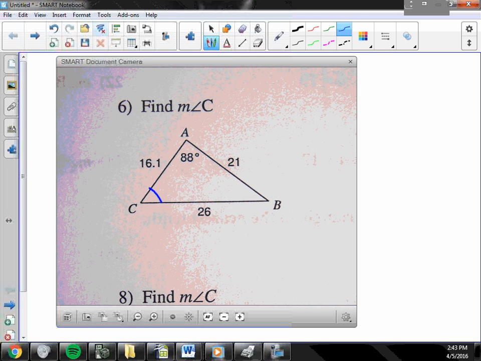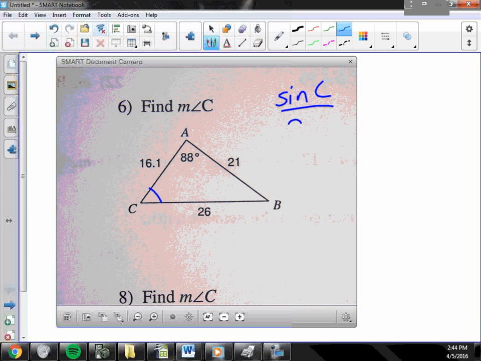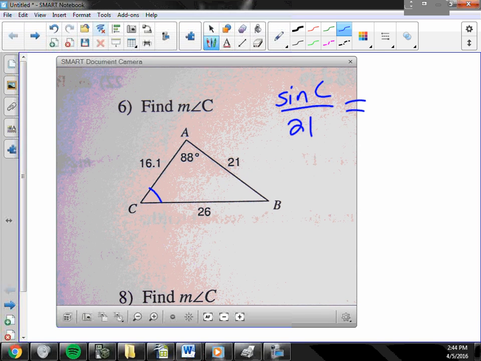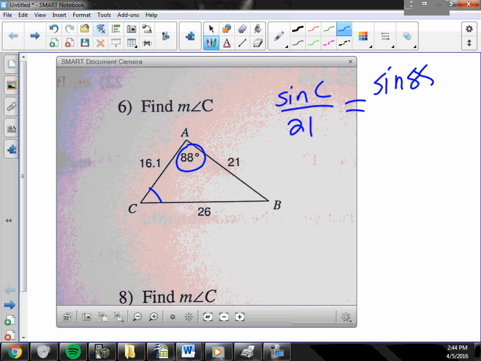We'll get there. Eventually you're going to invert it, yes. So I have to write the sine of C over 21. And then what other ratio do I need to pick? I've got to do the sine of 88. It's the only angle I know. So the sine of 88 over 26.